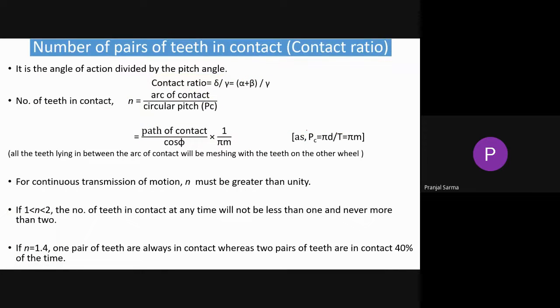Circular pitch is given by pi d by t, and d by t is nothing but the module. So we can write the circular pitch as equal to pi times the module. Now that is what we have written. So the arc of contact comes from here, that is the path of contact divided by cos of phi, into 1 by pi m, which is the circular pitch.